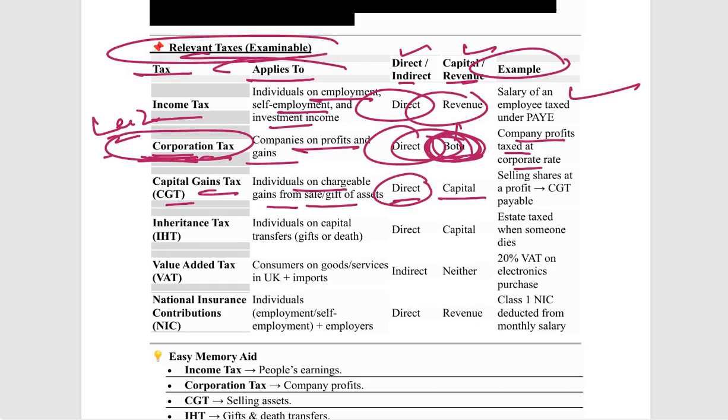Then you have inheritance tax, IHT. Inheritance tax applies to individuals on capital transfers, like gifts or estate on death. So it's a direct tax and a capital tax. For example, estate tax when someone dies, 20%. Okay, now this is related to the VAT.